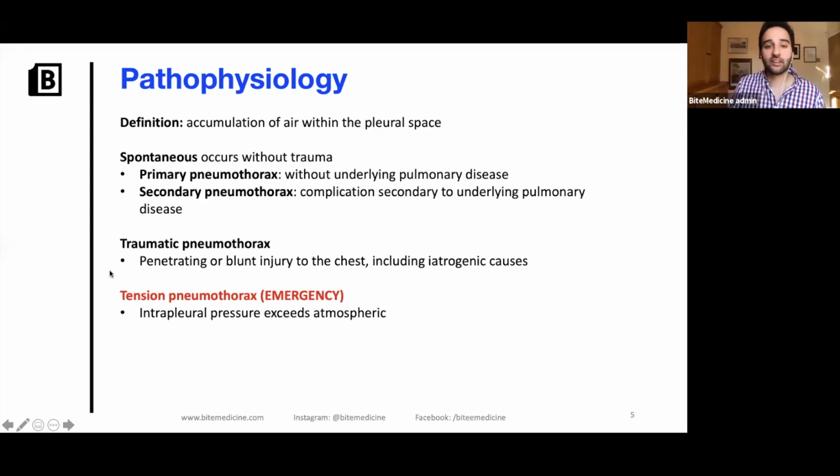And finally, as you guys know, alarm bells ringing when you think it's a tension pneumothorax. So that's when particularly your intrapleural pressure exceeds your atmospheric pressure and you get that mediastinal shift. So if all of that still sounds a little bit wordy and a little bit confused, we're going to go into a little bit more detail in the next few slides as well.